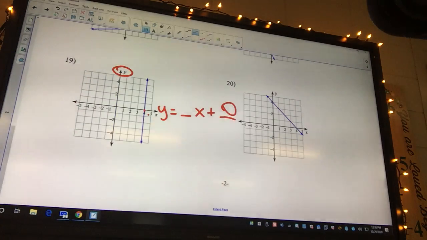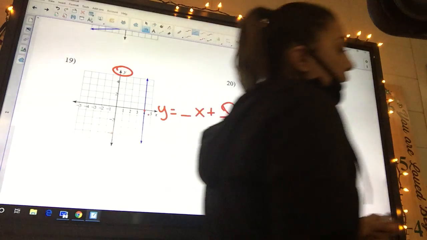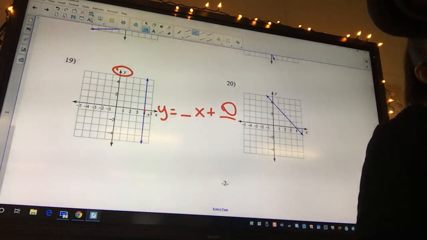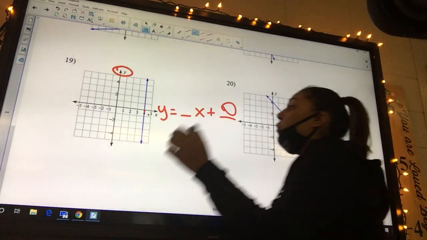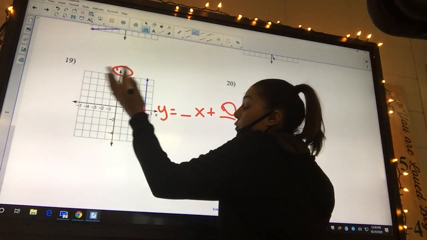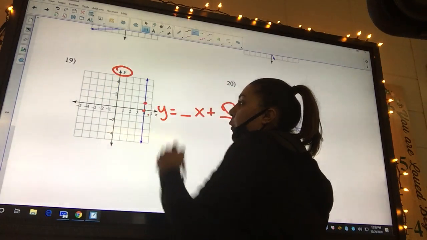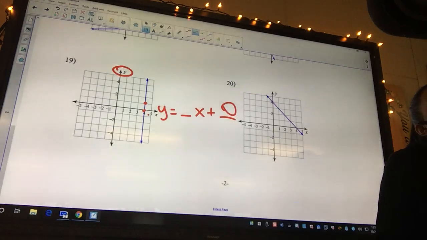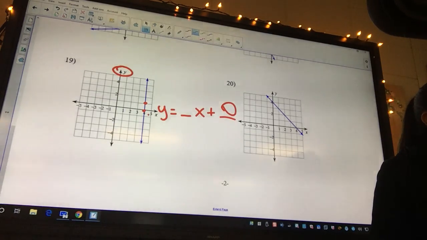Okay, now what about the slope? Wouldn't it just be 1? Okay, so let's think about it. What does slope mean? Rise over run. So we can label one point and label another point. How much do you rise? 1. How much do you run? 0. So what is 1 divided by 0?